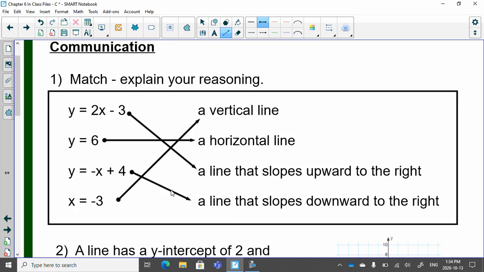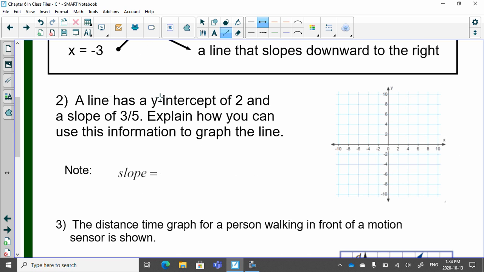Okay. Next, a line has a y-intercept of 2 and a slope of 3 over 5. Explain how you can use this information to graph the line. How do we graph a line if we know the slope is 3 over 5 and the y-intercept is 2? Well, we are going to start at our y-intercept, which is 2 right here. And again, you do not have these pages. It's just a minds-on activity to get you refreshed on 6.1. Our slope is 3 over 5.